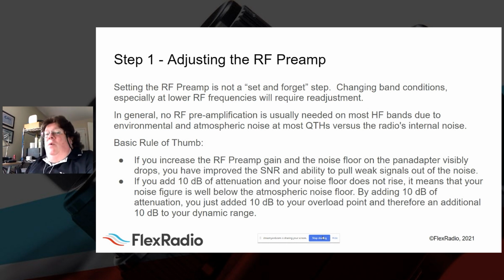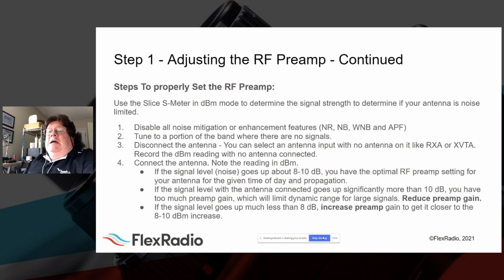Now, where the attenuation can be a benefit is, again, on those low bands, 160, 80 meters, when there's a high noise level. Sometimes attenuating that noise out will give you better dynamic range and will optimize the signal-to-noise ratio for reception on those bands.